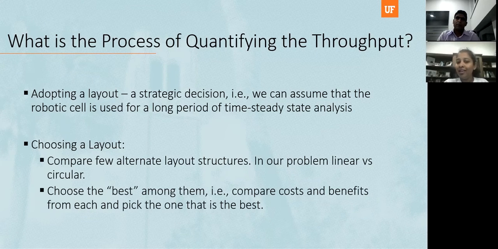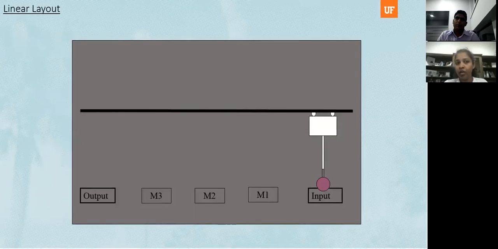Then choosing the layout, in this case, we have our linear versus circular layout, and we have to pick the best among them by looking at the increase in throughput. So before going into the details of how to quantify the throughput, let's understand the difference between the two, so you will see why circular layout has more flexibility.